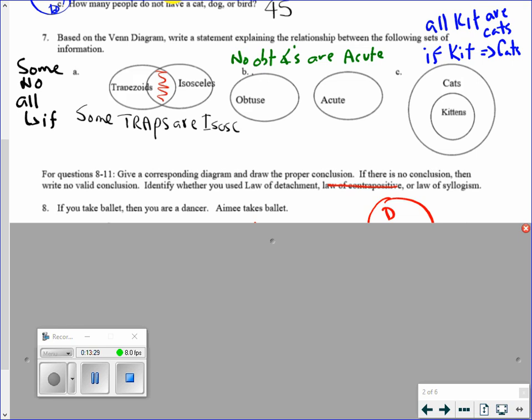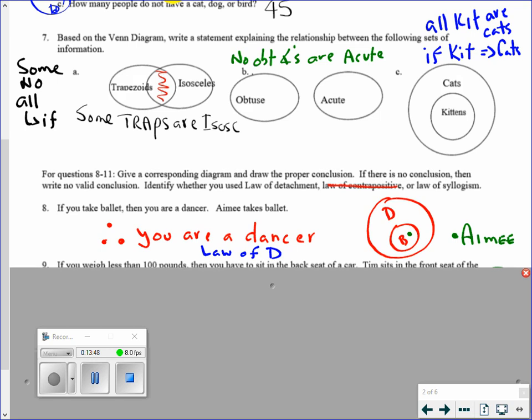First of all, it's saying give a corresponding diagram and draw the proper conclusion. If there's no conclusion, then write no valid conclusion. Identify whether you use law of detachment or law of syllogism, okay? If you take ballet, then you are a dancer. Amy takes ballet. So when I look at that, I come to the conclusion that Amy is a dancer.